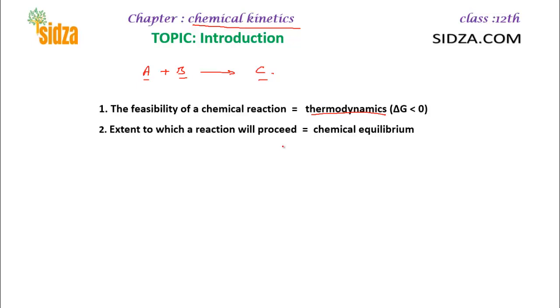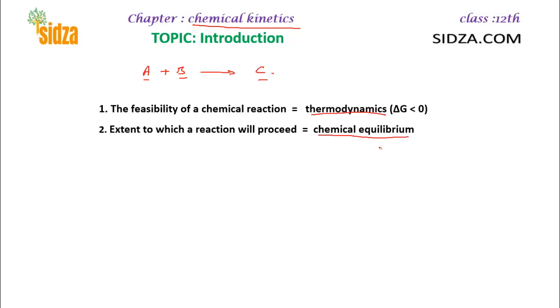Similarly, we are also concerned about the extent of a reaction, right? Up to what extent the reaction can occur, whether the reaction is reversible or irreversible, right? And this is the topic which is related with chemical equilibrium. So chemical equilibrium will guide us here up to what extent the reaction can occur.